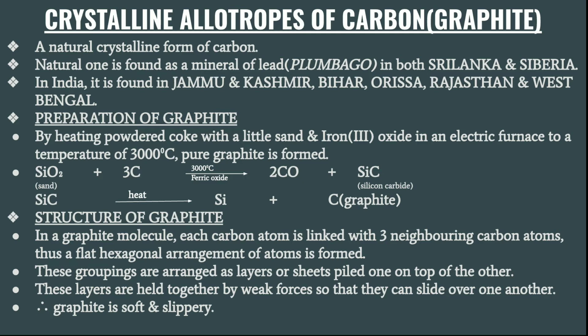These layers are held together by weak forces so that they can slide over one another, and they are soft and slippery, and that's why they can be used as a lubricant. For softness, they can be used as the lead of pencils. I'll come to that later when we discuss the uses of graphite. First you should know that these layers are attached to each other by weak forces, so they can slide over one another, and that's why graphite is soft and slippery.